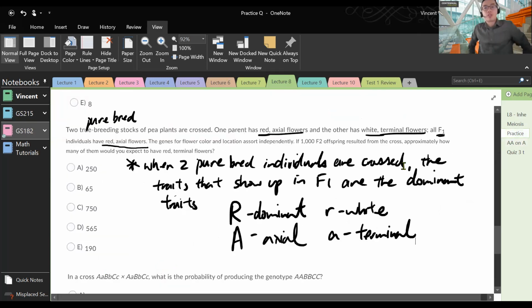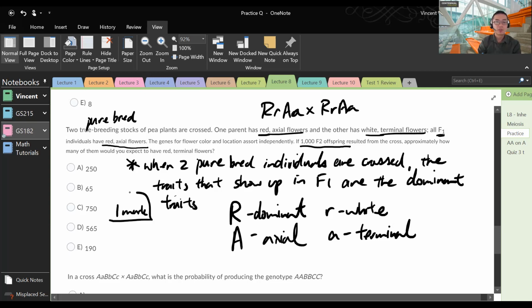All right, so back to this question. The genes for the flower color and location are sorted independently. If 1,000 F2 offspring result from the cross, how many of them would you expect to have red terminal flowers? Okay, so on a test, you might try to do this by writing big R, small r, big A, small a, and then you will basically take a lot of time to do the question, right? Yeah, but remember, this is only 1 mark. Right? So you don't want to be spending like 5 minutes trying to create that chart, right?